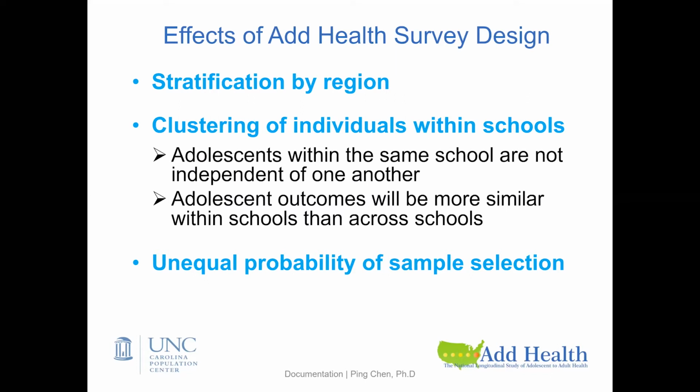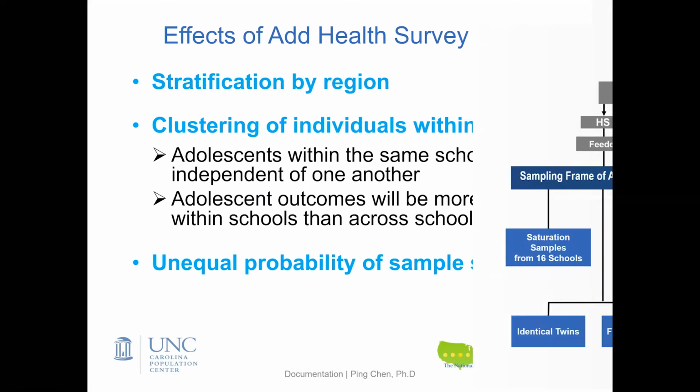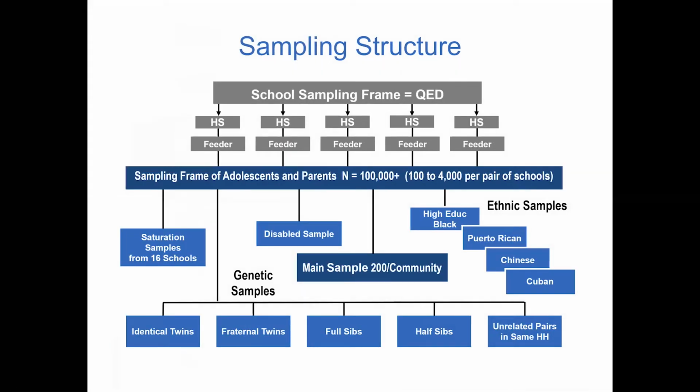Okay, so the aspects of the Ad Health design that you need to pay attention to in your analysis are three things. The first is stratification by region. The second is clustering of individuals within schools. And the third is unequal probability of sample selection. I'll come back to those, but I wanted to review again the sampling design and why these are important issues.